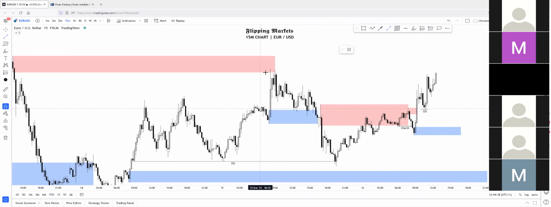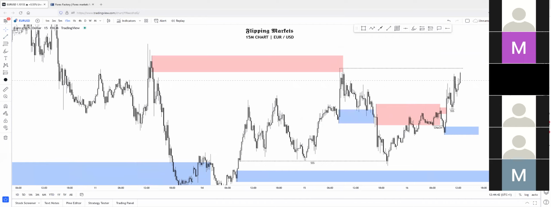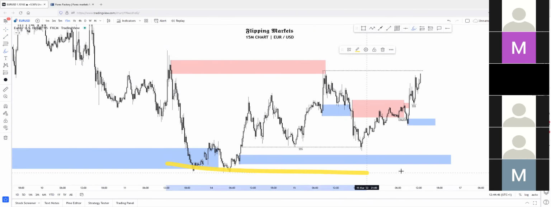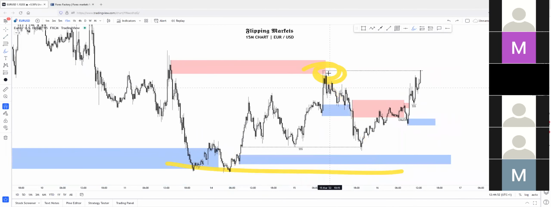So as you can see, here's a high point, and this is a weak high point because it couldn't break below the last structural low point. As you can see, this is the last structural low point. This couldn't break below this demand zone, couldn't break below this last structural low point. So this is a weak high. This will more likely be a strong high. As you can see, price is reacting.